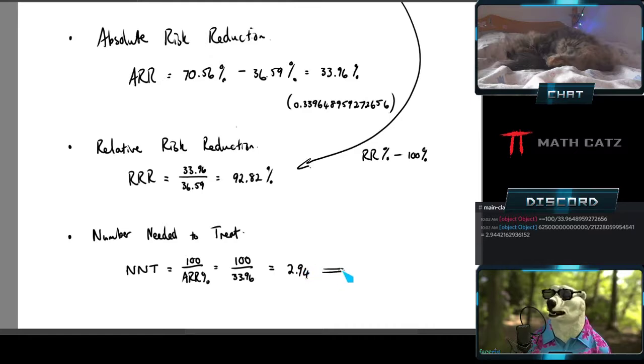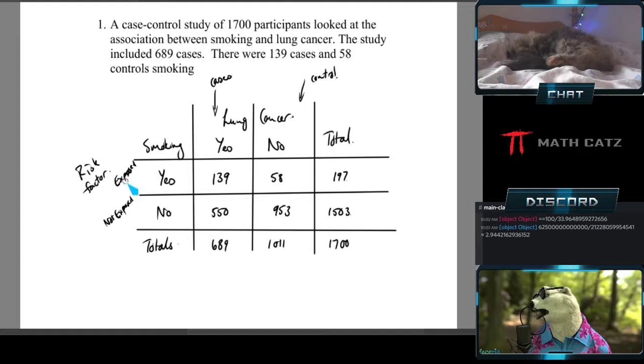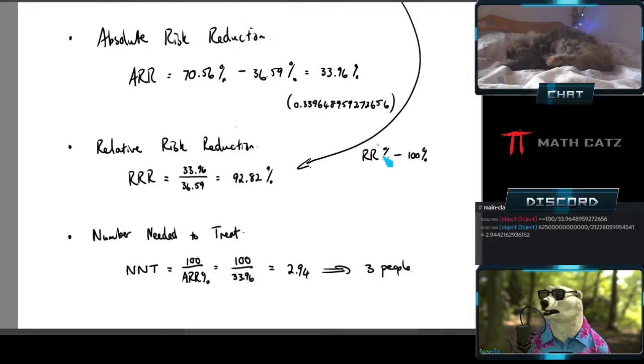So if I round it up, that means I'm going to have to treat 3. So if I can take randomly 3 people that were smoking and I get them to stop smoking, I avoid one case of lung cancer. Of course, this is generalizing, statistically speaking, of course. But it's sometimes a very handy number to present. And again, it's based on the same numbers as all the other statistics. Just what do people interpret conveniently?